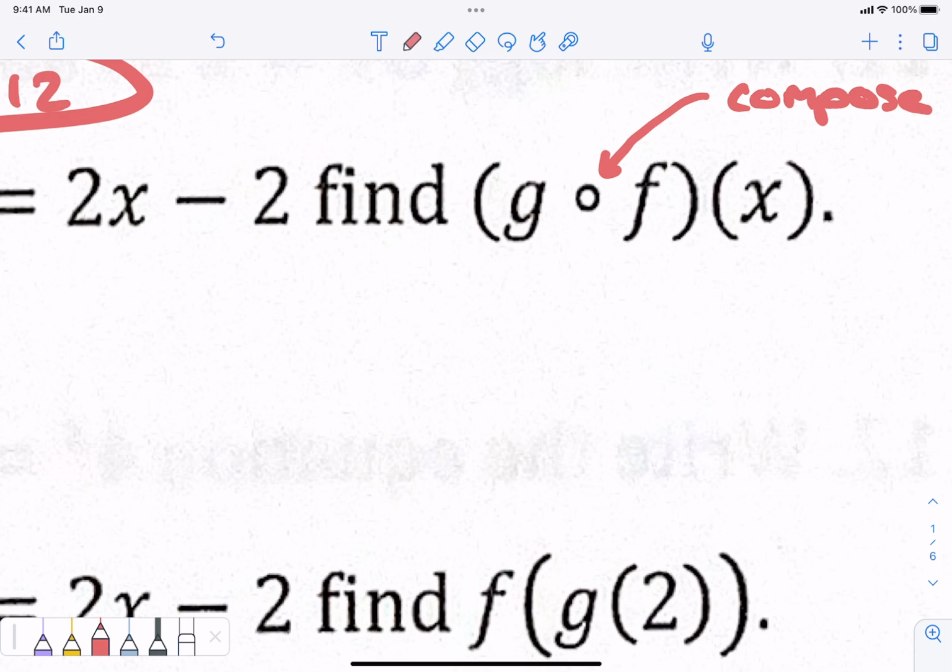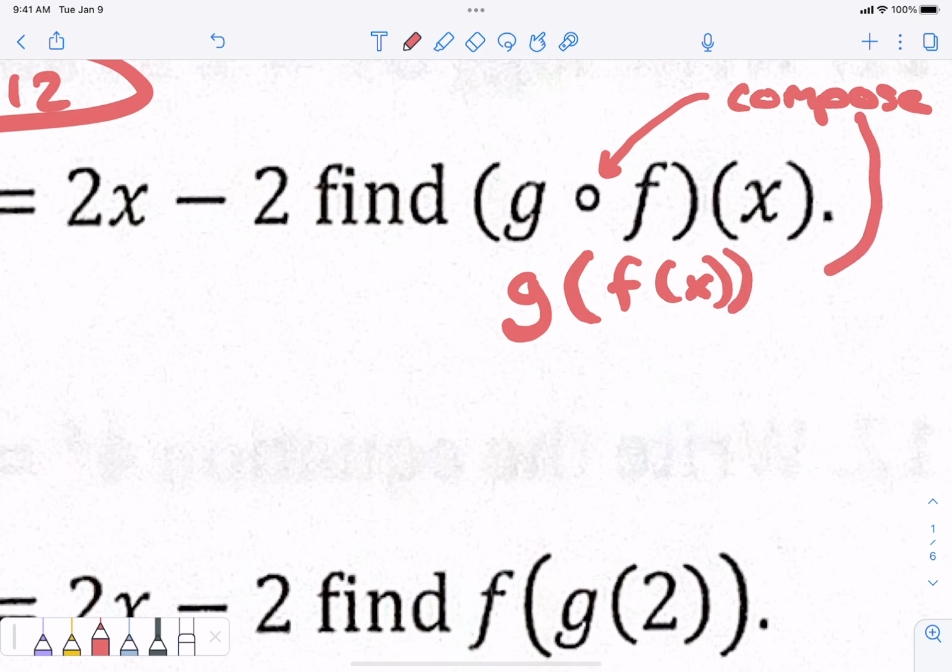So a lot of people write, instead of putting that circle there, they'll go g parentheses f of x, and they'll write it with parentheses instead. That means the same thing. These are both the same, different notations for the same thing. So compose. All right. So we have our g function, we have our f function. Which one goes inside of the other one?